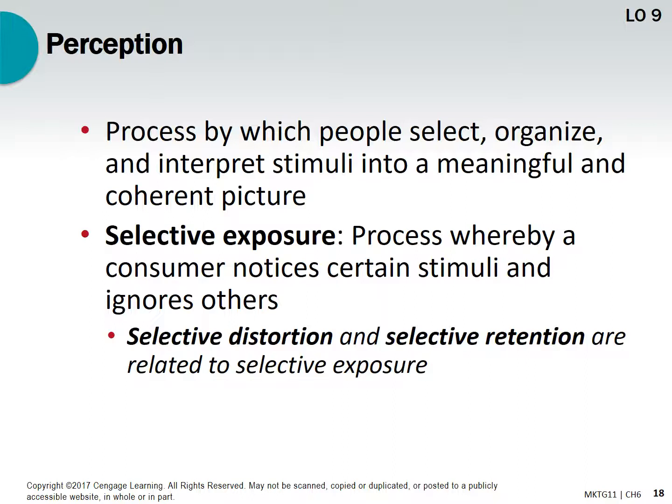A stimulus is any unit of input affecting one or more of the five senses: sight, smell, taste, touch, and hearing. The process by which we select, organize, and interpret these stimuli into a meaningful and coherent picture is called perception. Perception is how we see the world around us. We act based on our perceptions. People cannot perceive every stimulus in their environment. Therefore, they use selective exposure to decide which stimuli to notice and which to ignore.